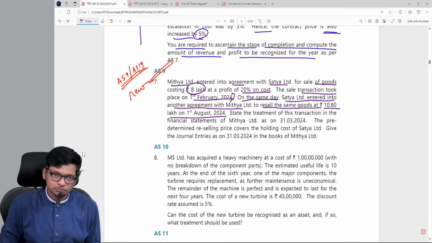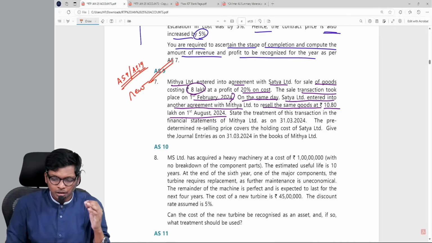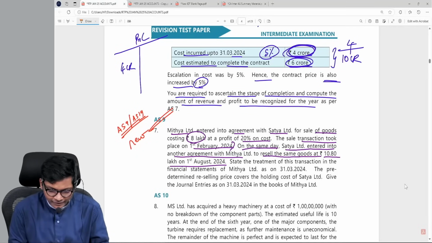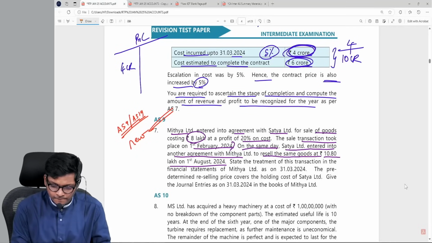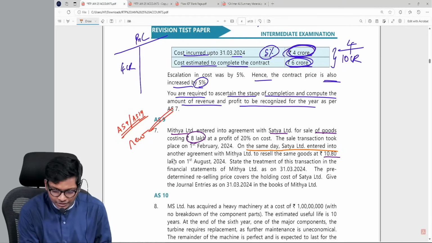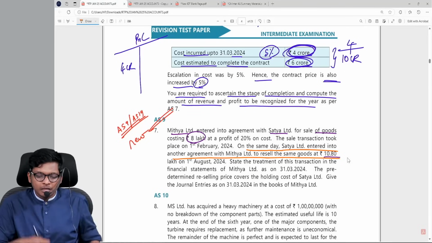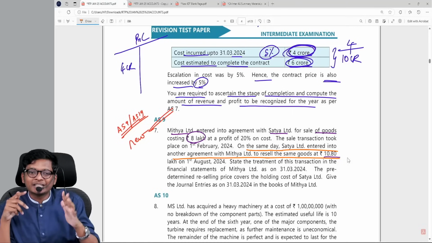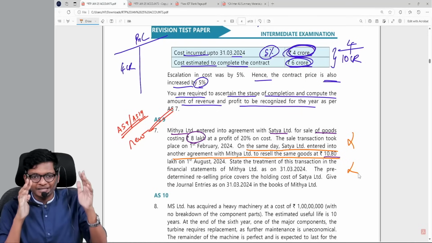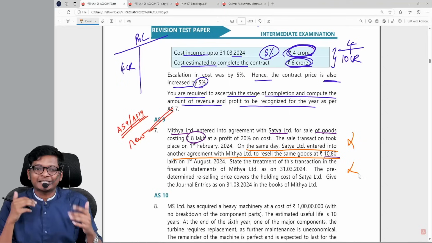Otherwise, it will be a sale. Okay. His doubt is, so two doubts I can take from that. One is, where is the word predetermined? On the same day, Satya entered another agreement to resell the same goods. Online students, everybody here, the doubt from Sanjeev is that, sir, because it is predetermined, you are doing it like this. If it is not predetermined, we will not do it like this. We will show a separate sale, separate purchase. Sir, it is a scam. If somebody wants to do a scam, they will do it.